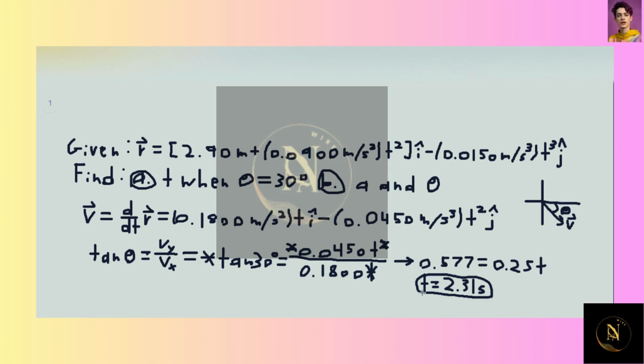So it gives me the time for the velocity vector so that it makes an angle 30 degrees clockwise from the x-axis. Okay, so that's part A. Now for part B, it's asking what's the magnitude and direction of the acceleration vector. We get the acceleration vector from the velocity vector by taking its derivative. So we'll take the derivative of the x component. The derivative of 0.1800 times t is just going to be 0.1800.